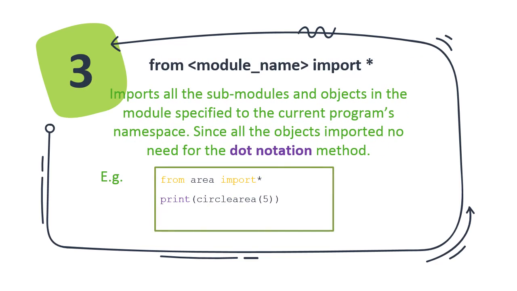Third method: from a particular module name, import star. It imports all the submodules and objects or functions in the module specified into the current program's namespace. When you use the import star statement, it imports all the submodules or objects defined in the module into the current program's namespace. After executing this statement, you simply give the name of the object which is to be referred to and defined in the module which we are importing.